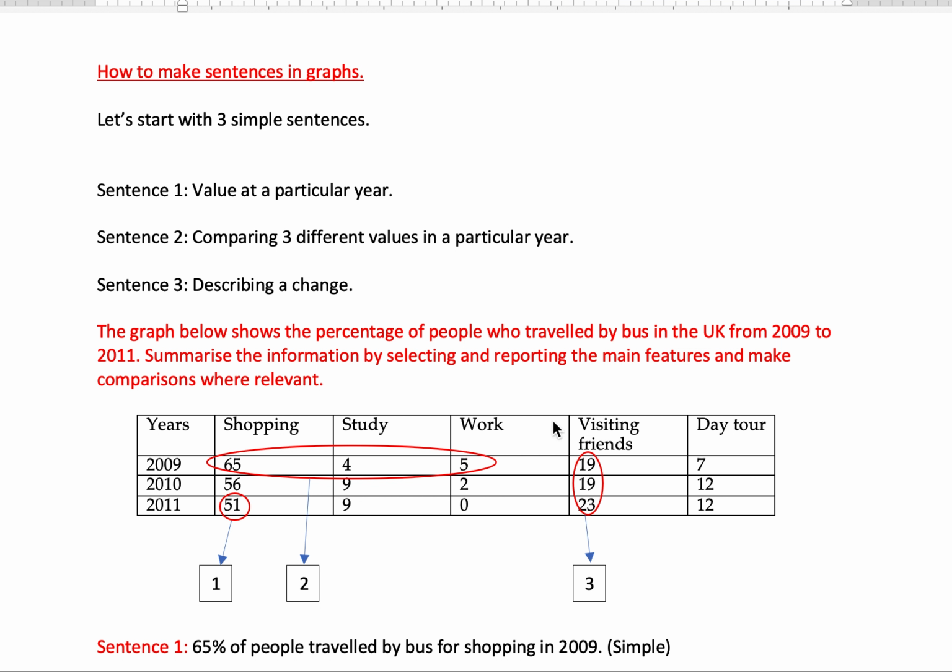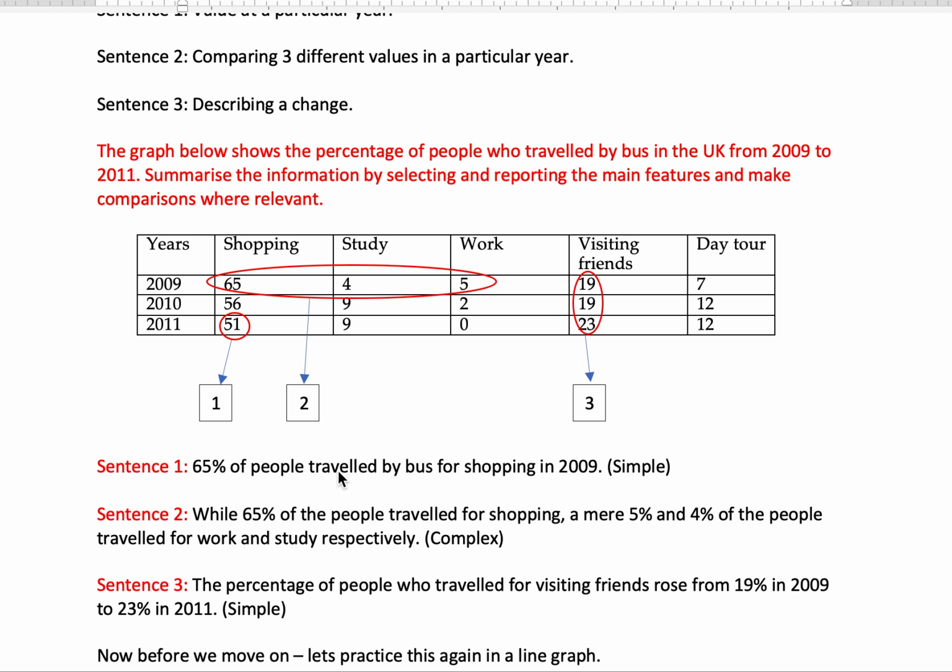This is the graph that I've taken from my book as a reference to make these three sentences. The graph below shows the percentage of people who traveled by bus in the UK from 2009 to 2011. So this is the graph, 2009 to 2011, 5 different purposes: shopping, study, work, visiting friends, day tour. And so the sentence 1, 65% of people traveled by bus for shopping in 2009. This is a simple sentence. 51% people traveled by bus for shopping in 2011. So this is a simple sentence.